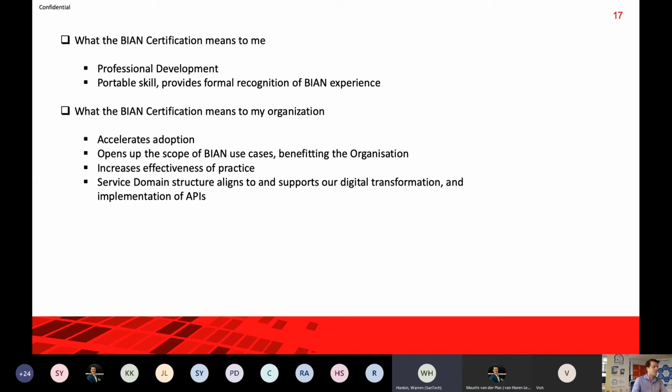And personally for me, the second point is about opening up the scope of BIAN use cases, thereby benefiting the organization.